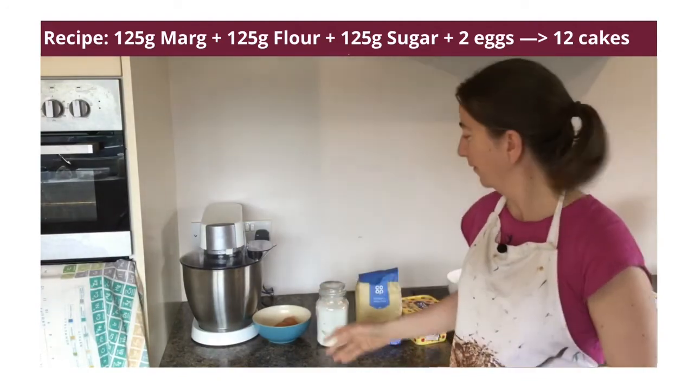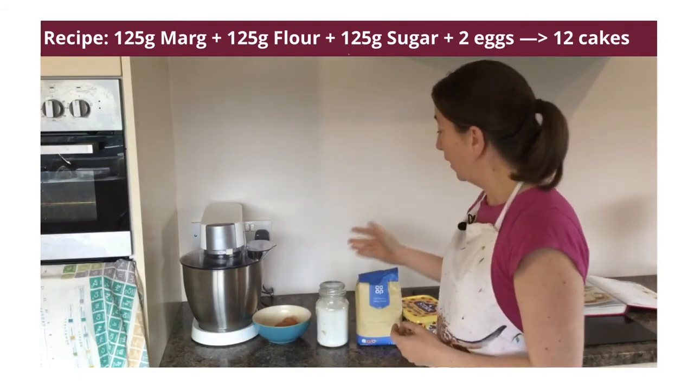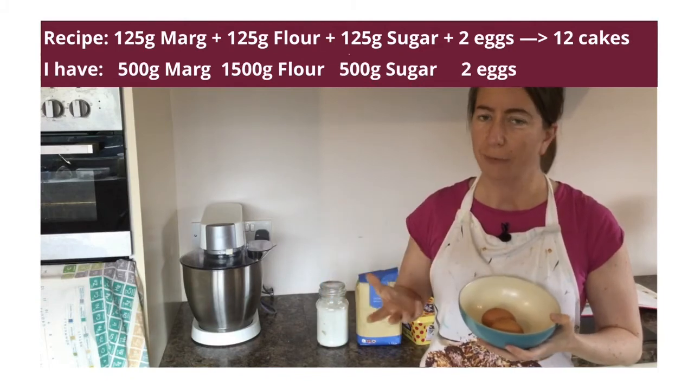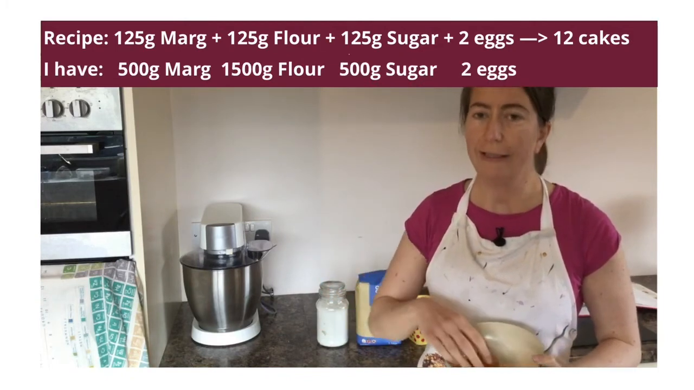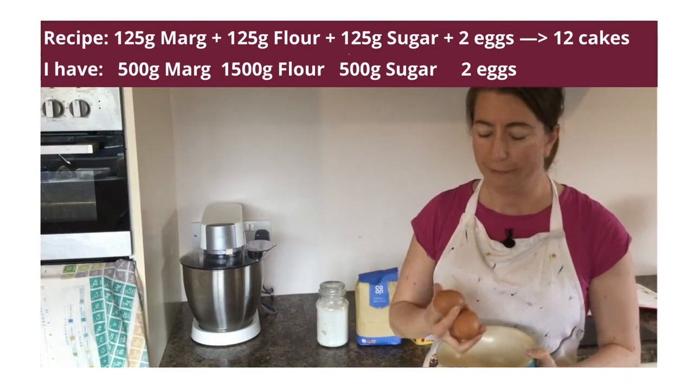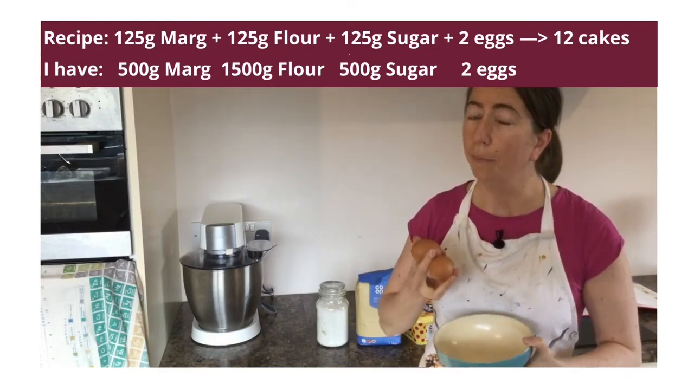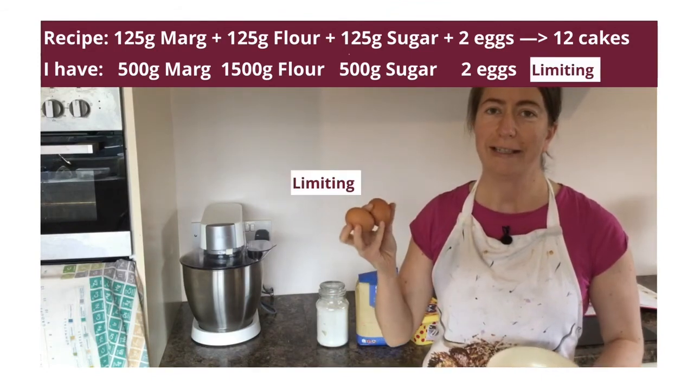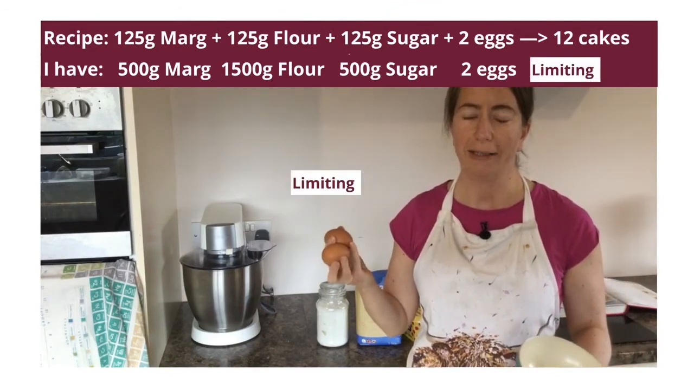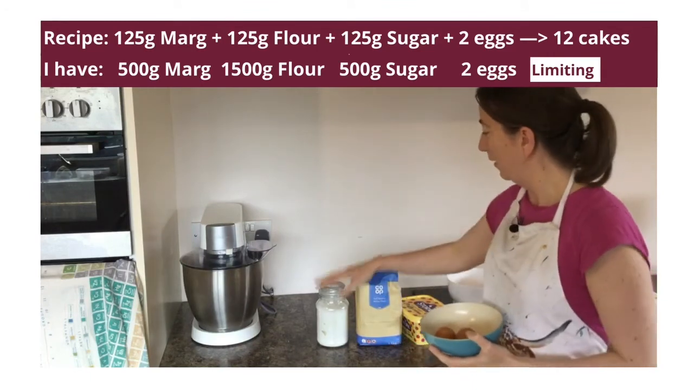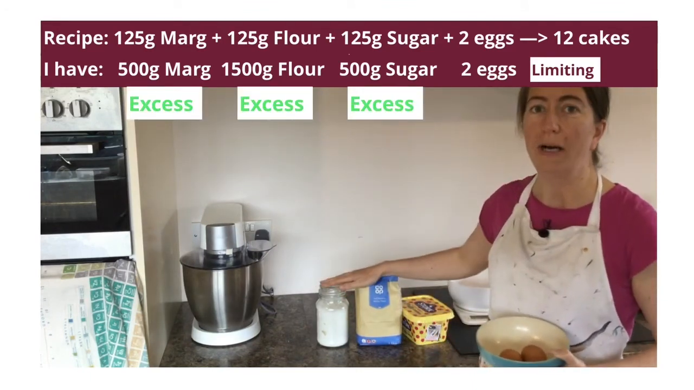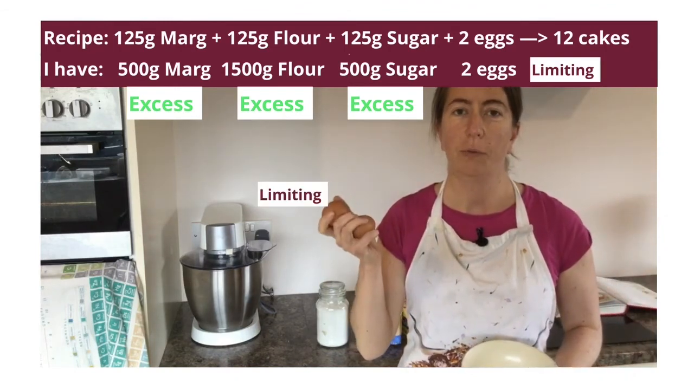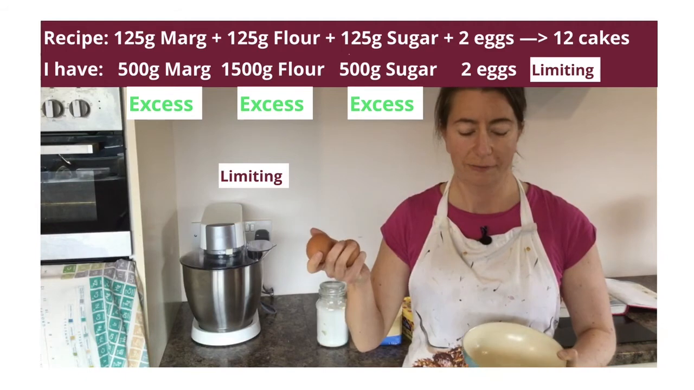Loads of cakes. For 12 cakes, I need 2 eggs. To make 48 cakes, I'm going to need 8 eggs. I don't have that, so I'm feeling a bit sad. The eggs are limiting the number of cakes I can make. I've got an excess of all my other ingredients, but the eggs limit what I can make in the end.